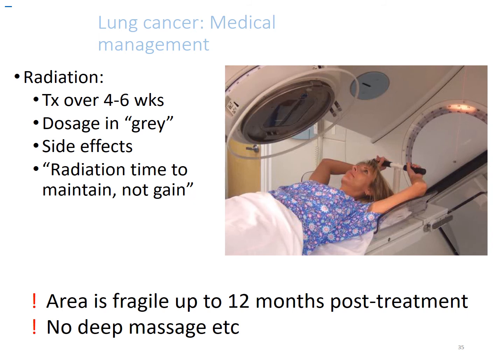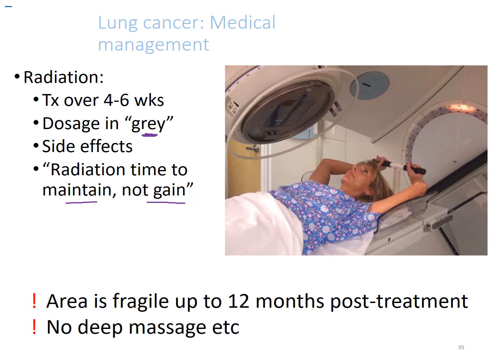So the other thing the docs can do is they can radiate the tumors. So they use radiation therapy, where the treatments are given in a 4 to 6 week period. The dosage is described in gray. That's the unit that they use. There are a lot of side effects, and the slogan for physiotherapy during this time is radiation is a time to maintain, not gain. So it doesn't mean you have to stop, but it's just not a time that you're going to push patients in terms of exercise.